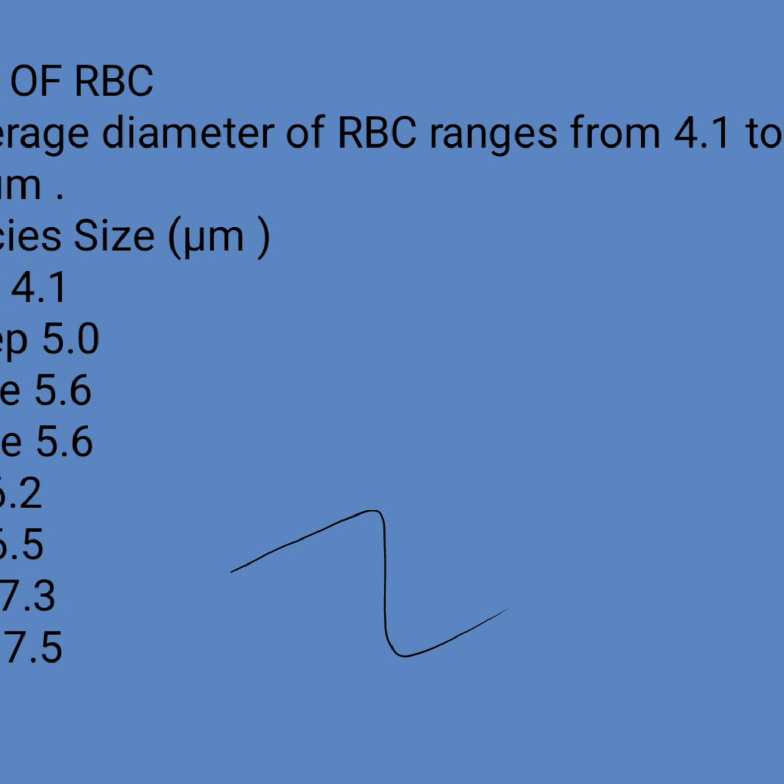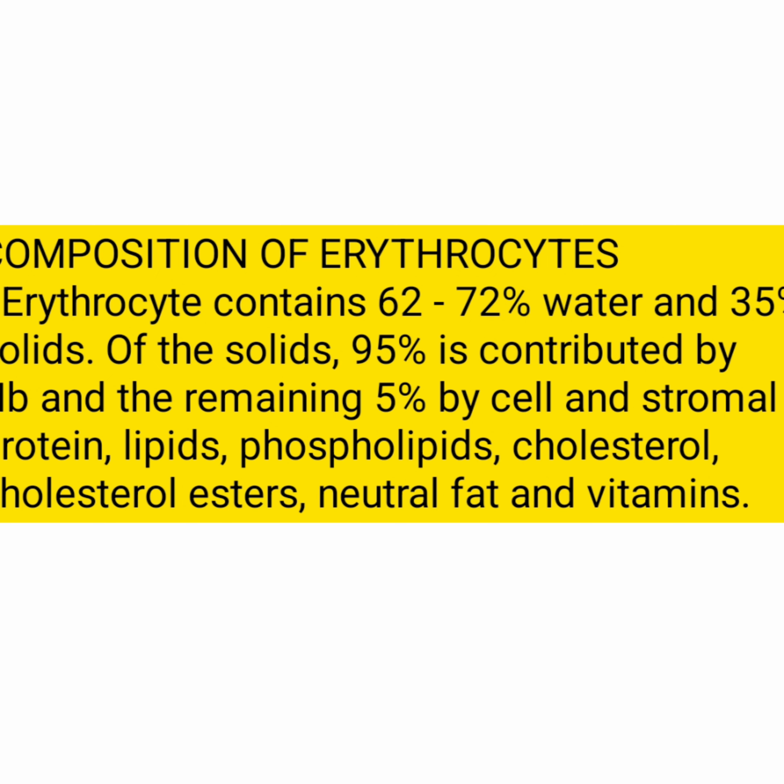The main thing is that the smallest and largest ones are important. Mainly goat is 4.1 and man is 7.5. And cattle and horse are approximately equal. Then now see the composition of erythrocyte.